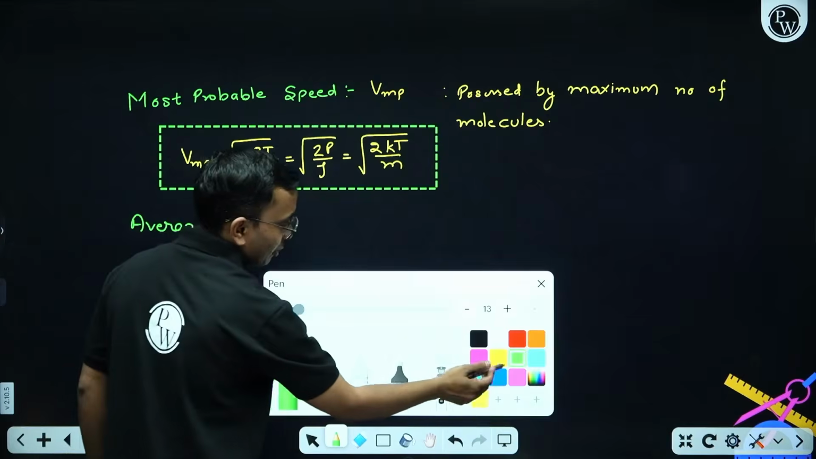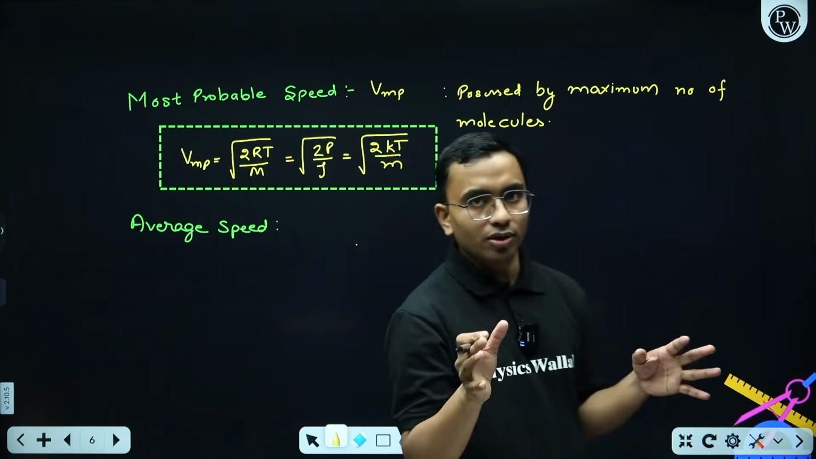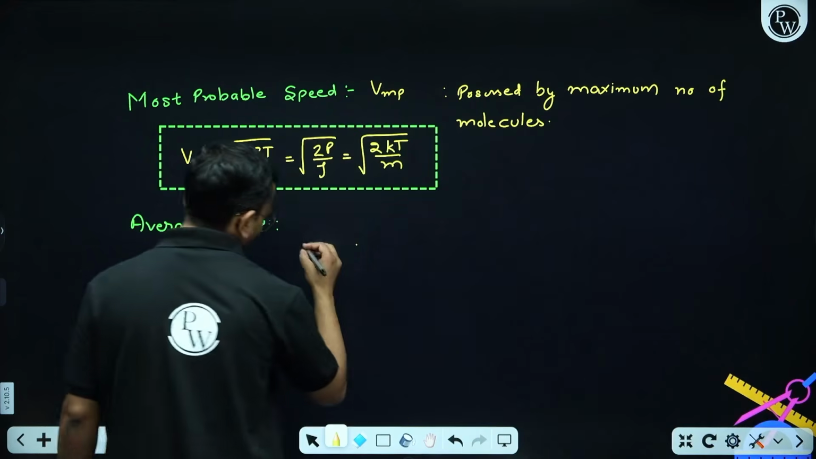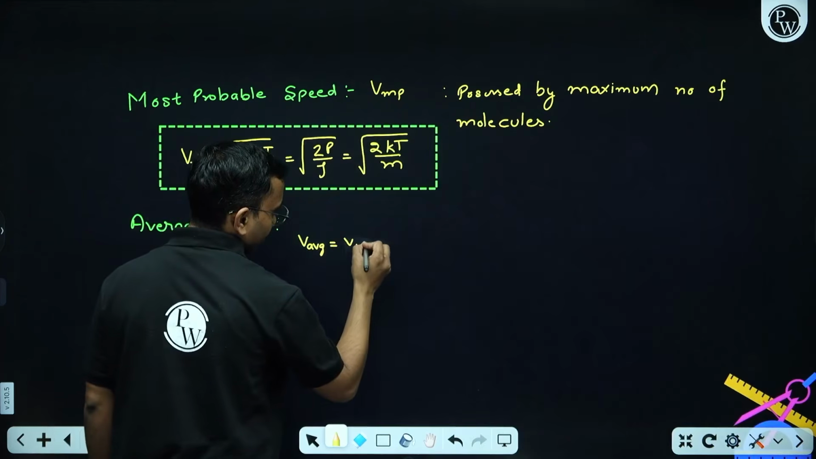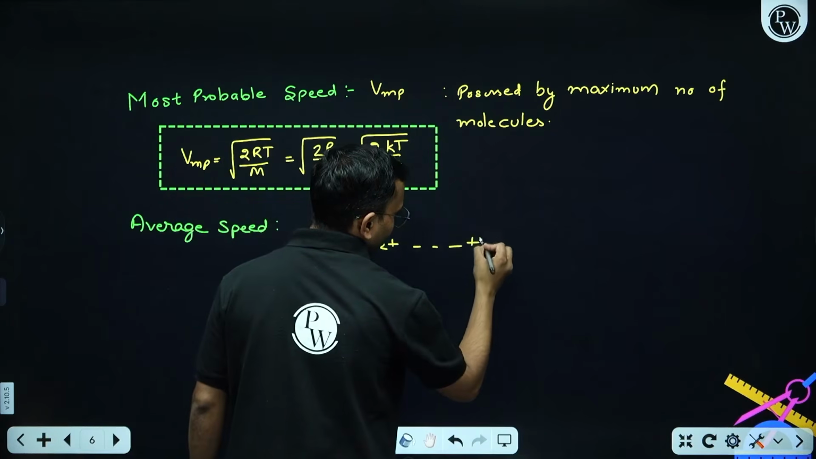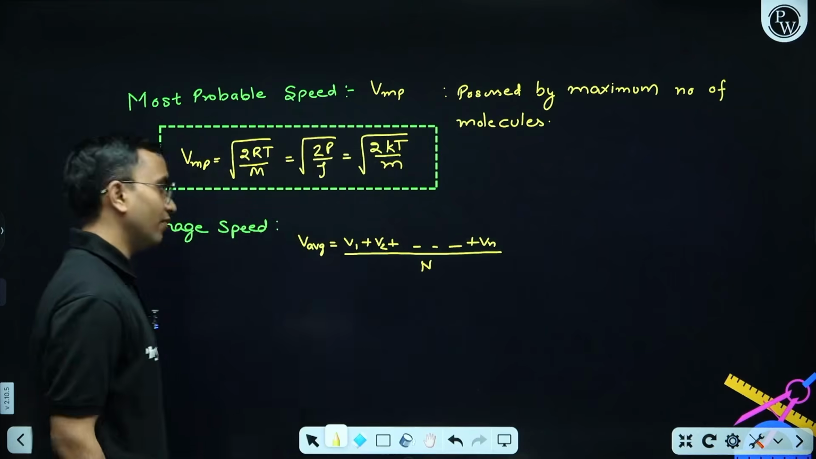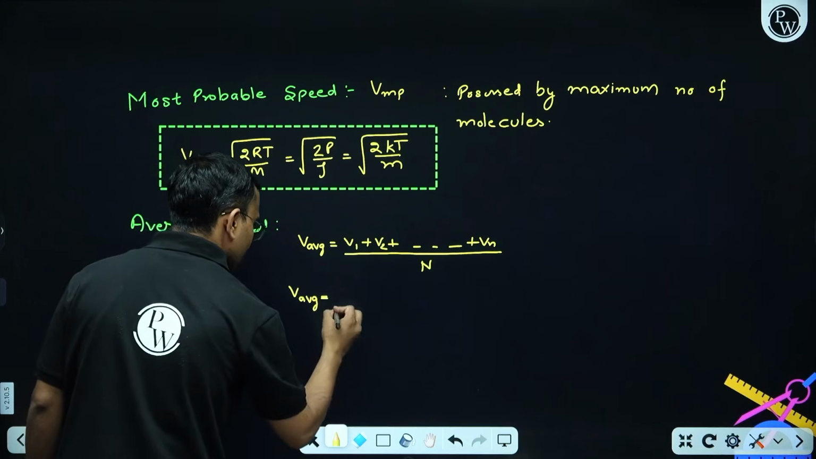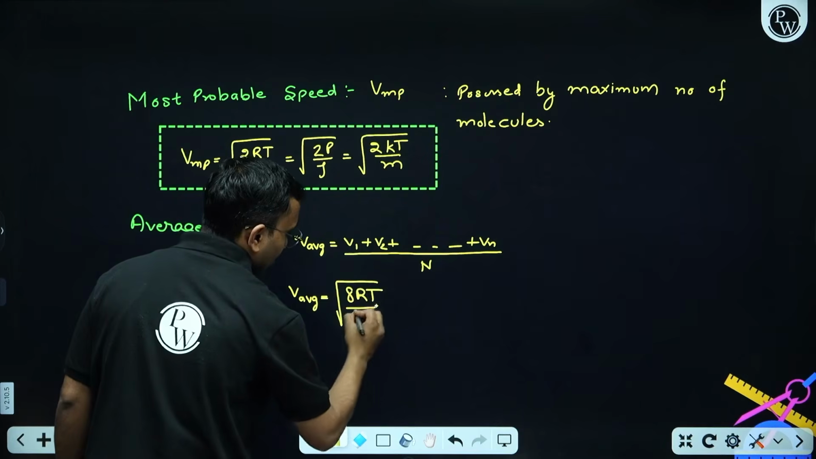It's not the average speed of one particle, it's the average of all. So v1 plus v2 plus v3, just add the magnitudes divided by n. So I can write this as v average: v1 plus v2 plus till vn divided by n. That is my v average, and this v average comes out to be root of 8RT by pi m.